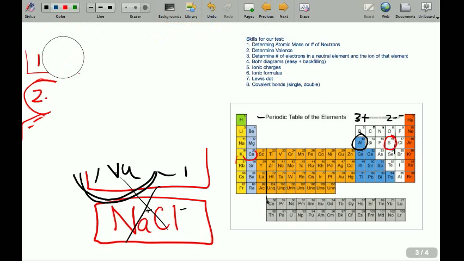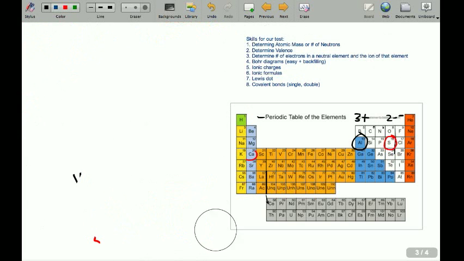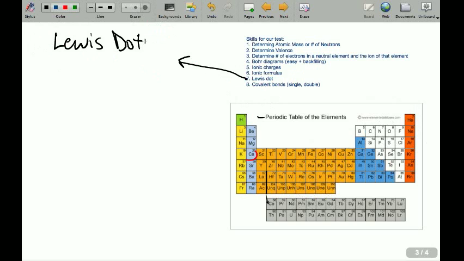Last but not least, Lewis dot and covalent. Lewis dot is a convenient way to show valence electrons. So I'm just going to give you something like this. Like I'll say, give me the Lewis dot for neon, oxygen, nitrogen. What you do is, here's neon. Neon's in the 8th column. You're just showing the valence electrons.